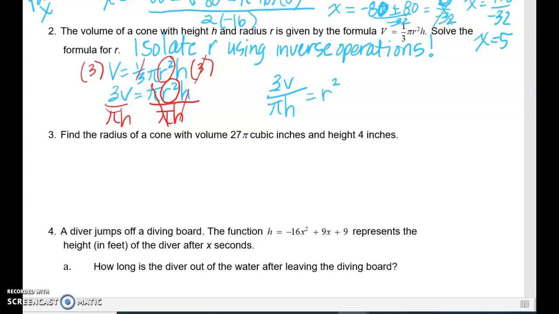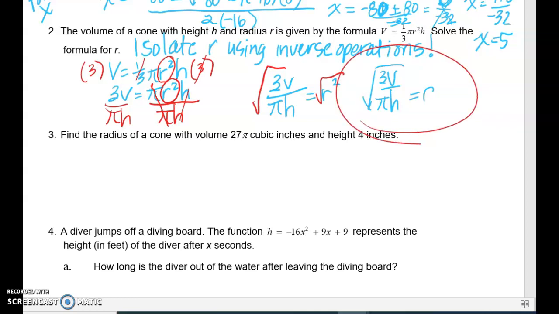So at this point, you have to think about how do I unsquare a number, because I want it to be r, not r squared. So remember, to unsquare a number, you use the square root. The square root of r squared leaves me with r. And so r is equal to the square root of 3 times the volume over pi times the height. Okay, so now that I've completely isolated the radius, I'm going to take that formula and use that in this next problem.